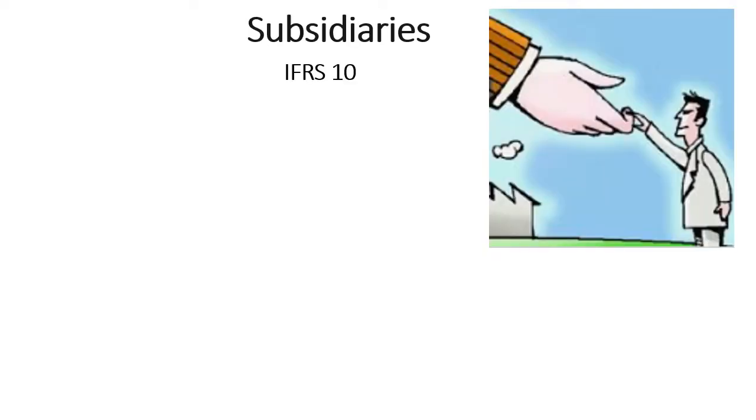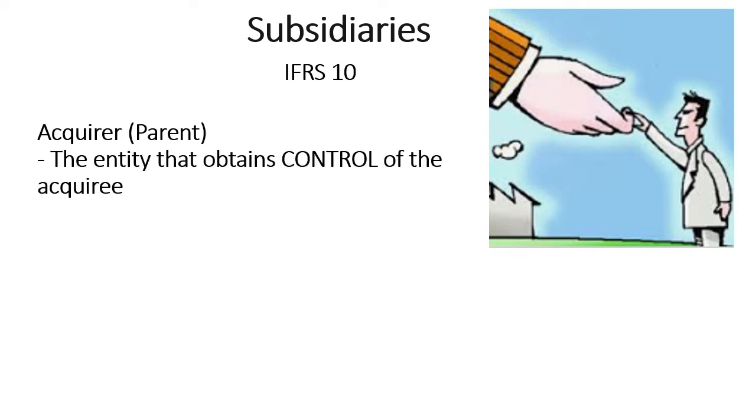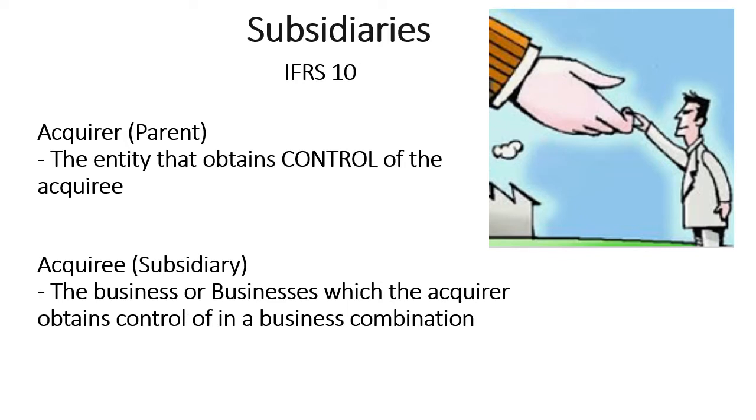Subsidiaries are governed by IFRS 10. In a subsidiary scenario, there are two main parties. You get the acquirer, which is commonly known as the parent. This is the entity that obtains control of the acquiree. You also get the acquiree, which is commonly known as the subsidiary. This is the business or businesses which the acquirer obtains control of in a business combination.